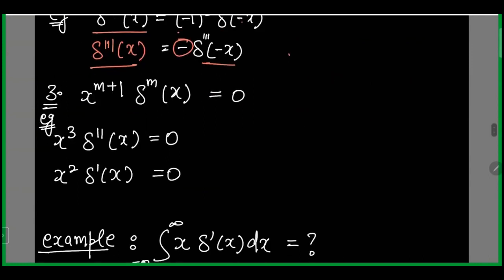Third property is x raised to power m plus n, m plus 1 into delta m gives you 0. So if you have x cube into delta double dash x, you can clearly see here, you can write like this.